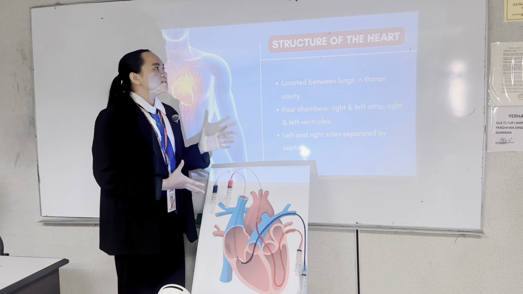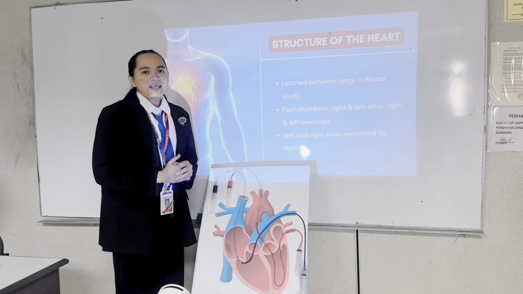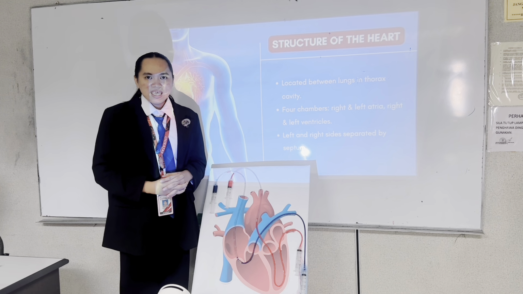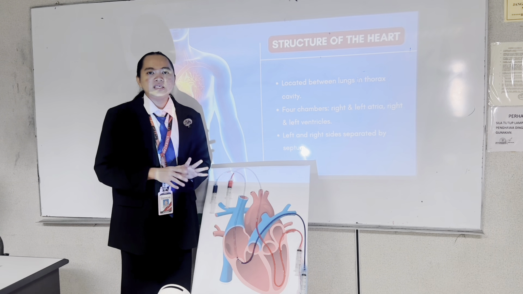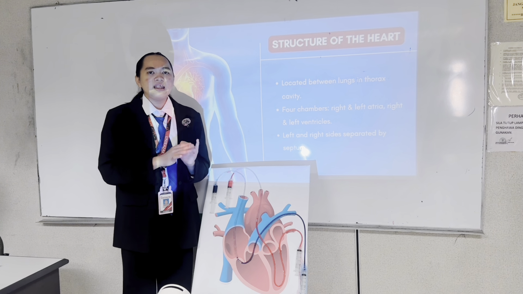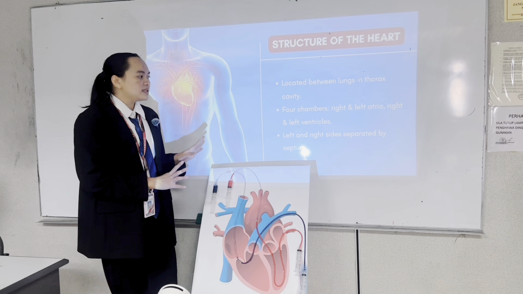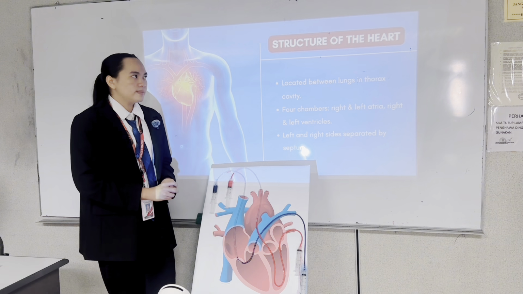So next we proceed to the structure of the heart. The heart is located between the lungs in the thoracic cavity. It contains 4 chambers, which are the right and left atria and the right and left ventricles. The right and left sides are separated by the septum.